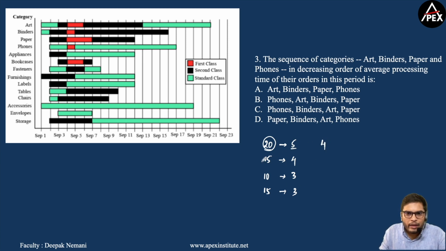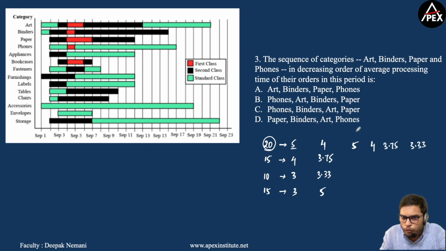Now the average processing time of binders will be 15 by 4, which will be 3.75. For paper, it would be 10 by 3, which is 3.33. And for phones, it is 15 by 3 because in these 15 days, 3 orders were processed. So the average processing time of one order will be 15 by 3, which is 5 days. And we need to arrange these 4 in the descending order. So we have 5 followed by 4, then 3.75, and then 3.33.